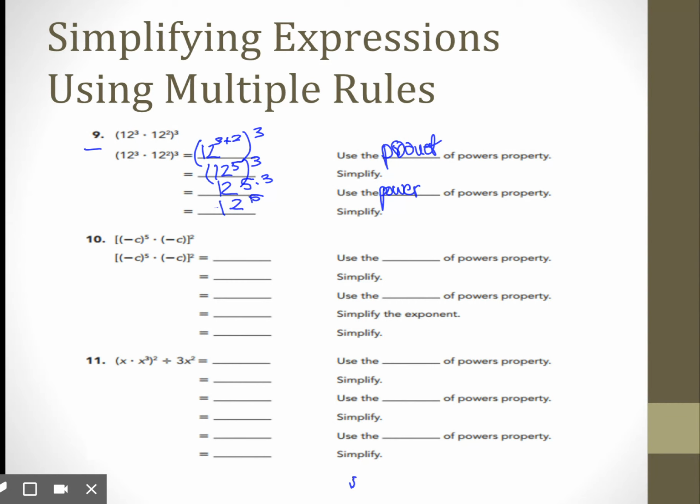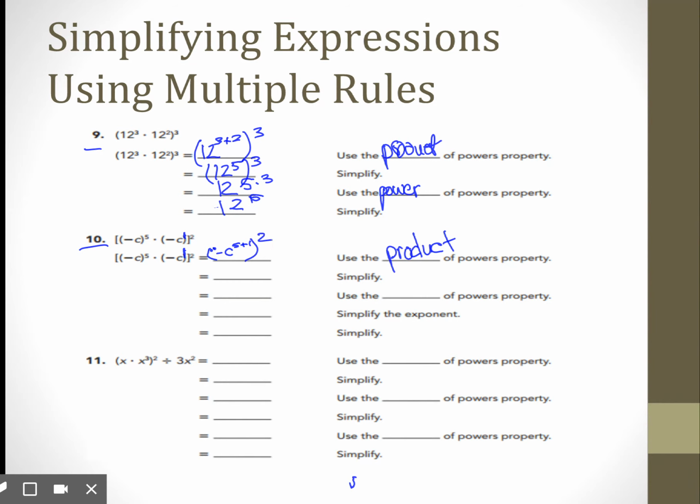Let's do it with a variable in number 10, negative c to the 5th power times negative c, all raised to the second power. I'm going to add in my little 1 here for my second negative c so that I don't forget to apply that when I'm using my first step, the product of powers property. So first I'm going to have negative c raised to the 5 plus 1. And then all of that will be raised to the second power.